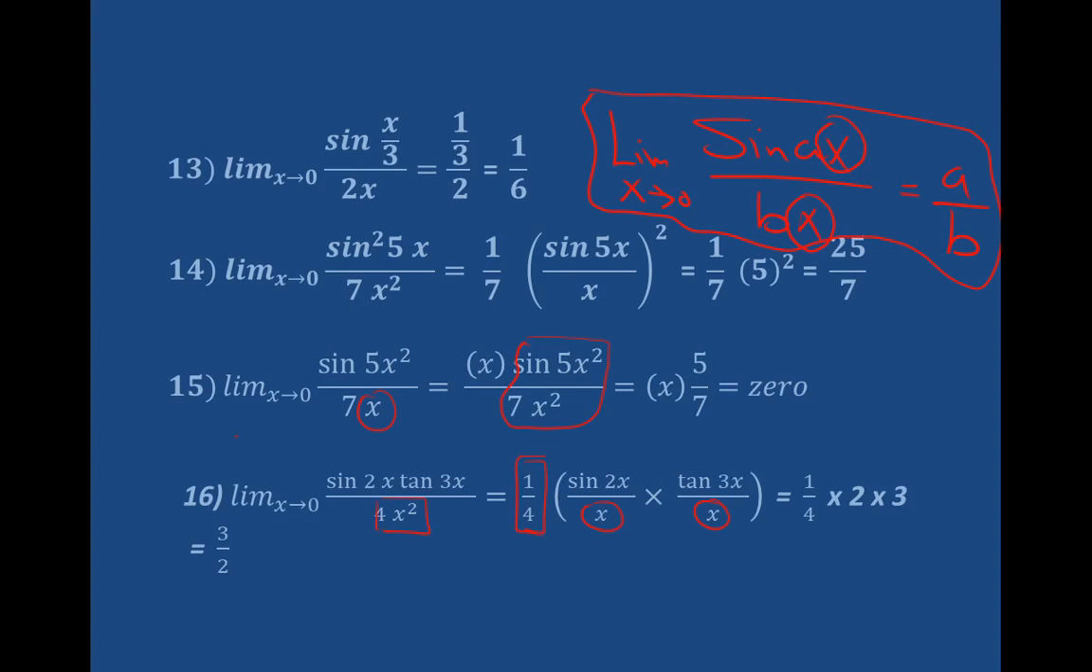Again, I will separate this fraction. I write 1 over 4, then the denominator x squared is separated into x multiplied by x. Then sine 2x over x, tan 3x over x. The result equals a quarter multiplied by sine 2x over x, which equals 2, and tan 3x over x equals 3. Then a quarter multiplied by 2 multiplied by 3. The value of the limit equals 3 over 2.